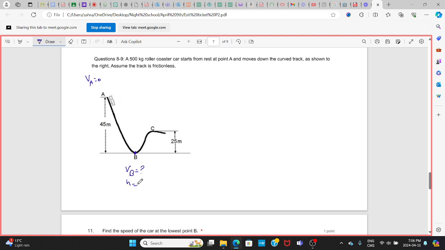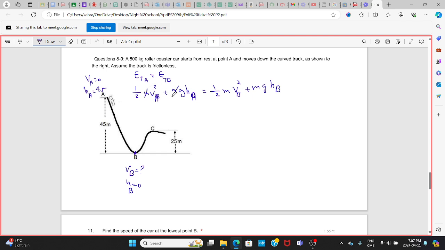I know that the h here, h at B is going to be 0, h for A is going to be 45. So total mechanical energy at point A is equal to the total mechanical energy at point B. Let me set A first because I put A first: half mv² at A plus mgh at A is equal to half mv² at B plus mgh at point B.